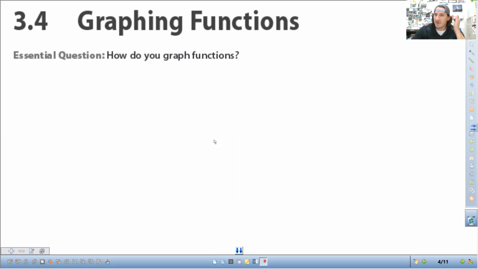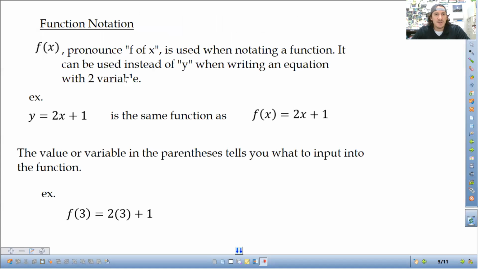One thing we do need to talk about is function notation before we get into how to actually graph a function. So function notation is this part right here, the f with parentheses and the x inside. This is pronounced f of x, and it's used when notating a function. Mostly it's interchangeable with y. So if you have a function that looks like this, y is equal to 2x plus 1, you can replace that y with an f of x is equal to 2x plus 1. So we use it because it streamlines some notation.